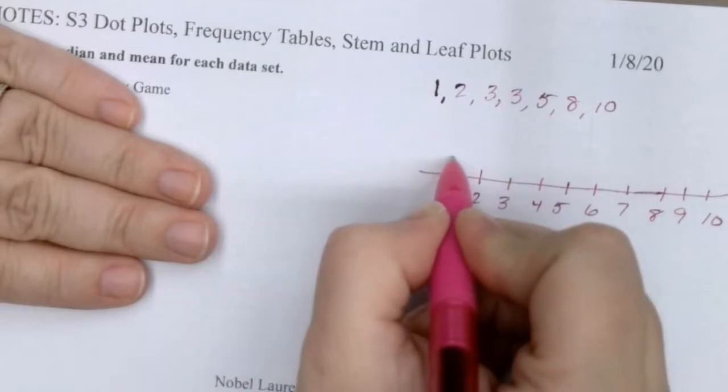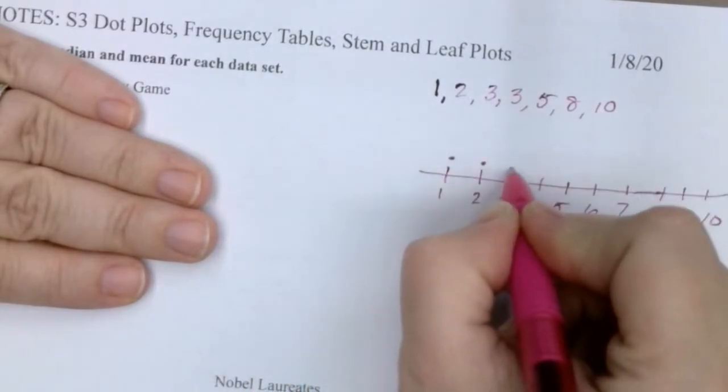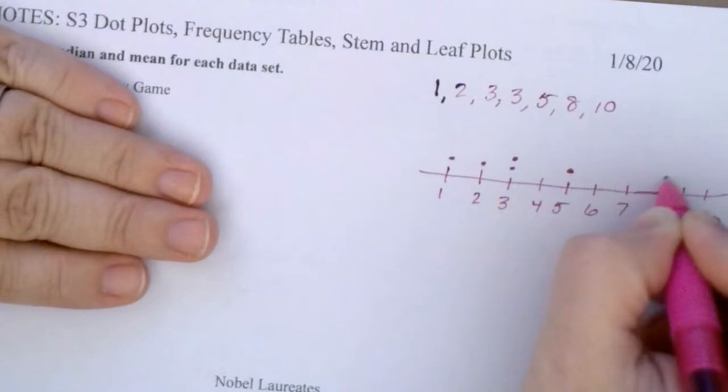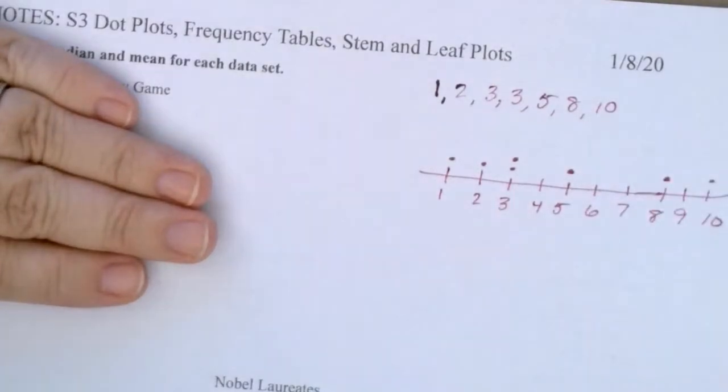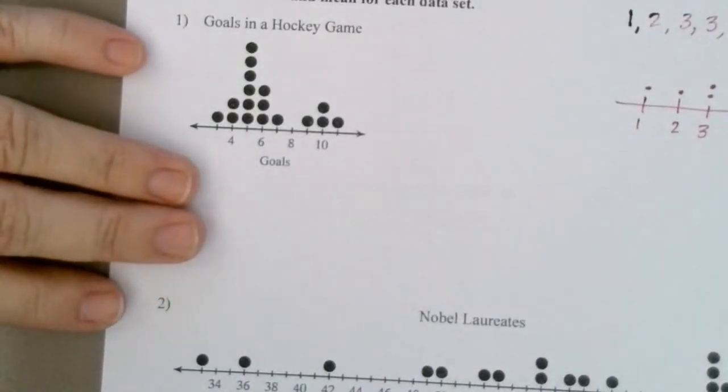1, I would put a dot there. 2, I would put a dot there. 3, I would put how many dots? 5, I would put a dot there. 8, I would put a dot there. And 10, I would put a dot there. You could construct one pretty easily, couldn't you? Okay. So you're not going to be constructing them today. I just wanted to verify that.